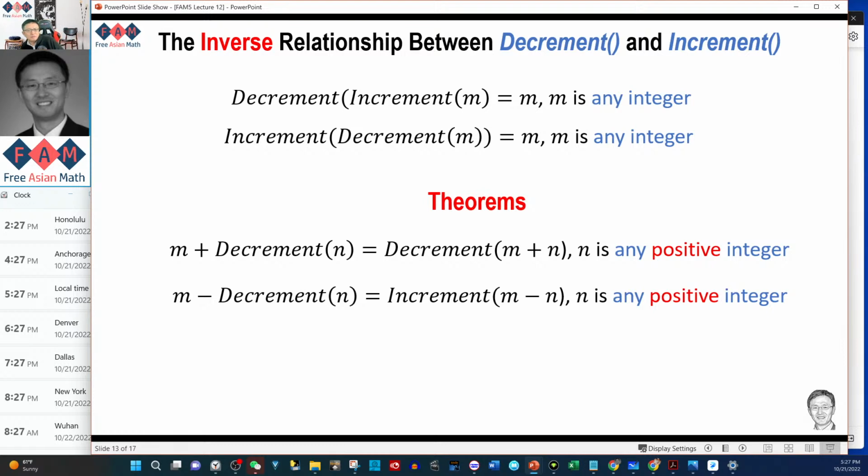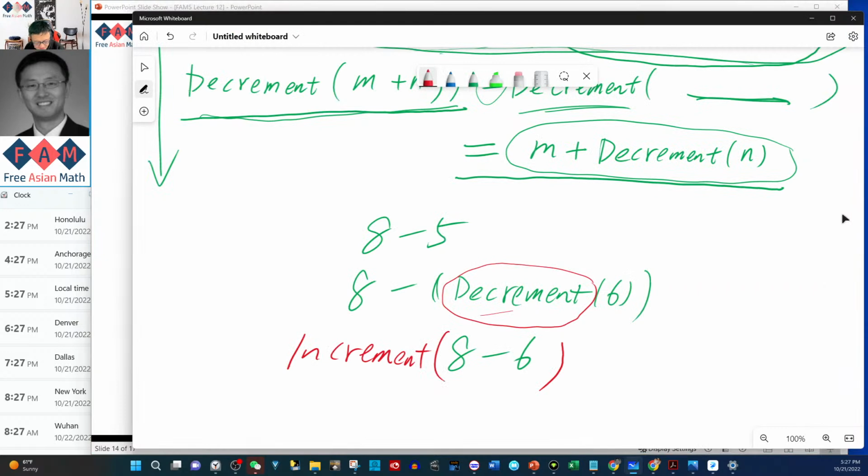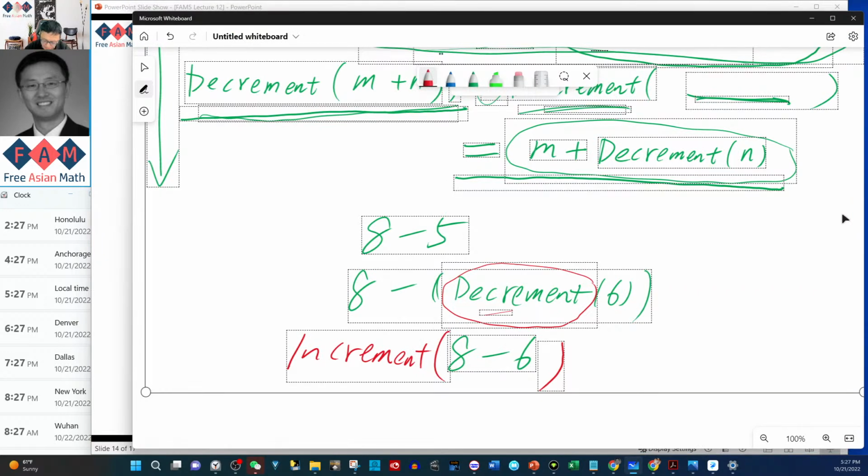Why are those 2 theorems important? They give us insight on how to properly define adding or subtracting a negative integer. That's coming up next. Okay, before we look at this definition, let's consider the following problem.